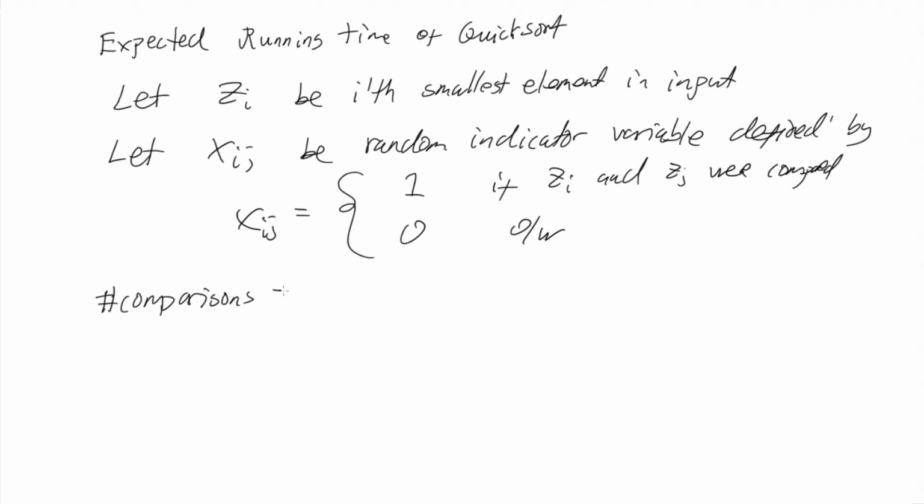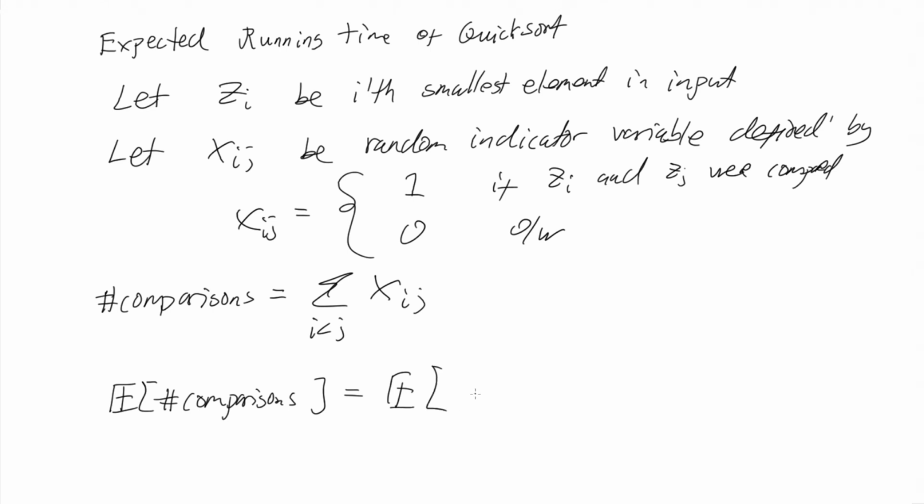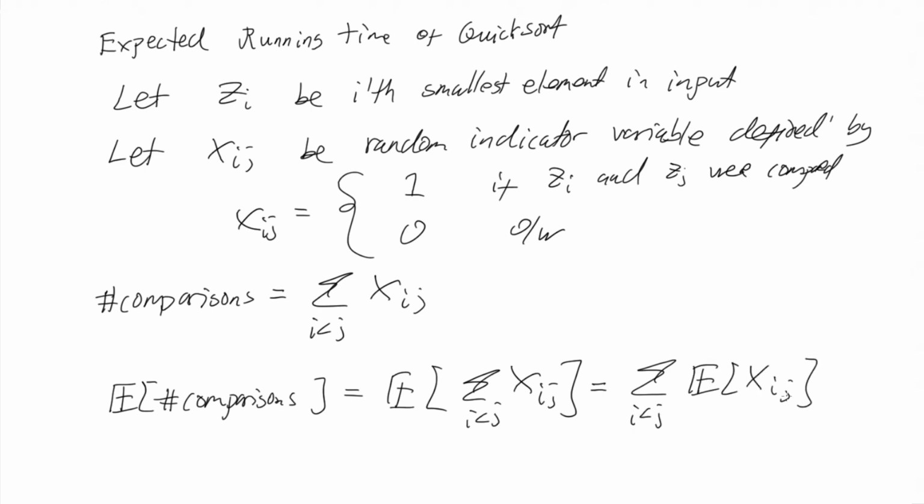So now we can write the number of comparisons to be equal to the sum over all pairs i, j of xij. And moreover, we can write the expected number of comparisons, which is proportional to the expected running time, as just the expectation of the sum over i, j of xij. And then you can use linearity of expectation to move the expectation inside the sum. So we get the sum over all pairs of the expected xij. So the goal now becomes to understand how we can analyze the expectation of the indicator variable xij.